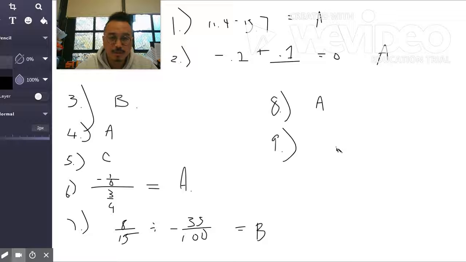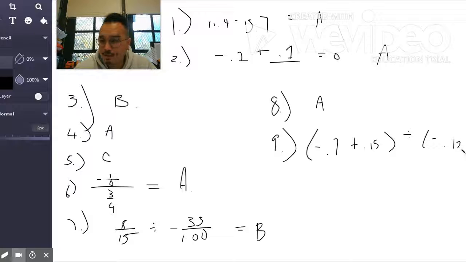Same thing like I said earlier for number 7, right? If you look at number 9 and you say to yourself, there's a fraction and there are 2 decimals, what should I do? Which one should I convert to? Look at the choices, right? You see those are decimals, so you turn them into decimals. So I'll do that: negative 0.7 plus 0.15 divided by negative 0.125. You do that, divided by the other number, and let's see what the choice is. C.